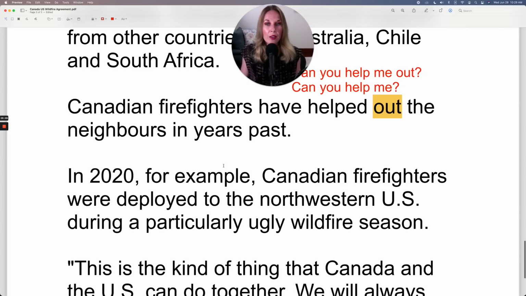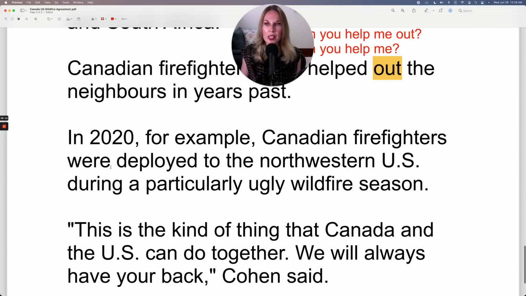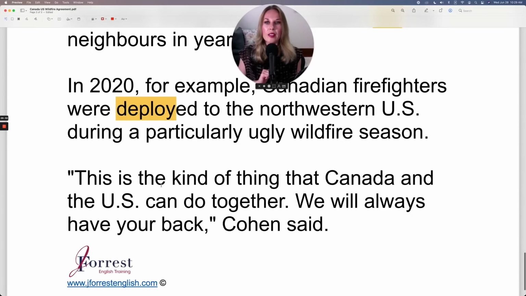In 2020, for example, Canadian firefighters were deployed to the northwestern US. So remember, Canada sends the firefighters and the US receives the firefighters because we use the verb deploy. During a particularly ugly wildfire season. This is the kind of thing that Canada and the US can do together.